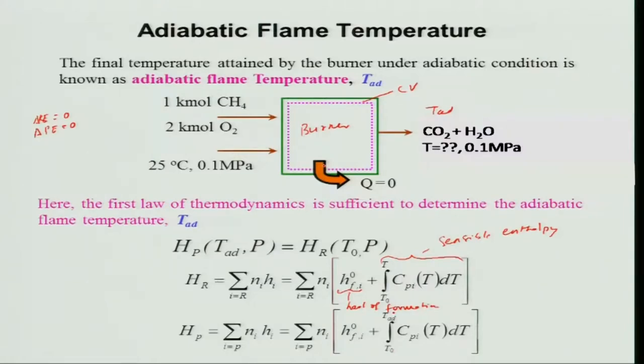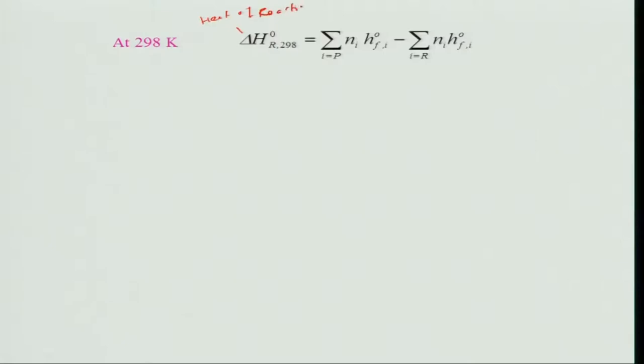Okay. So what we will do is substitute this in equation 1. If I substitute HR and HP in equation 1, I will get an expression. Then let us look at 298. This is basically the heat of reaction, HR. By definition, it is the summation of Ni HFi of the products with respect to standard condition, and similarly for the reactants. This is our heat of reaction.